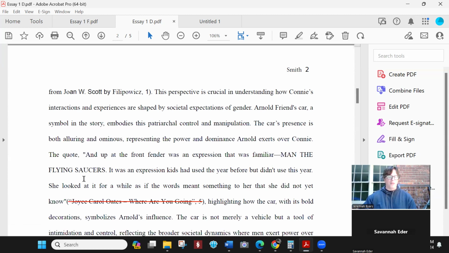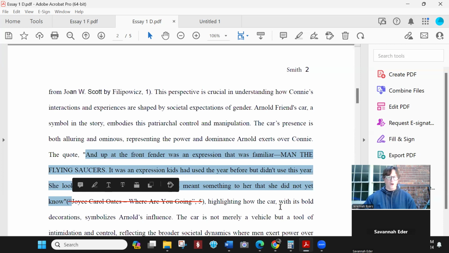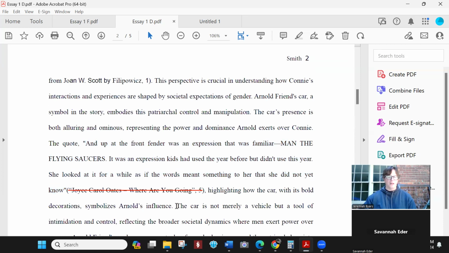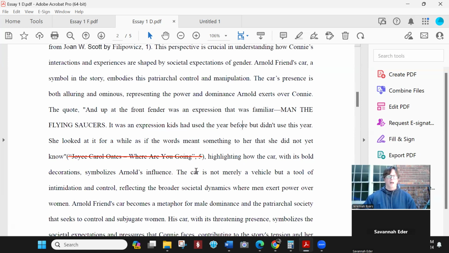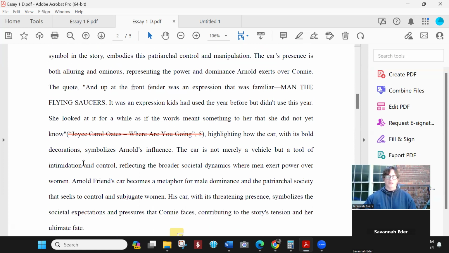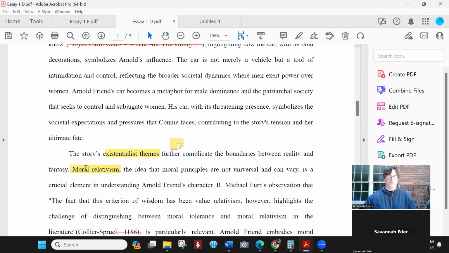And then here we have the quote, and then this, highlighting how the car with its bold arch symbolizes Arnold's influence. Okay. I've discussed before, don't refer to quotes as quotes in the paper. I've said this in my lectures. Don't refer to them as quotes. And then again, this is absolutely incorrect. Parenthetical citations, just the last name, nothing else. So wrong.